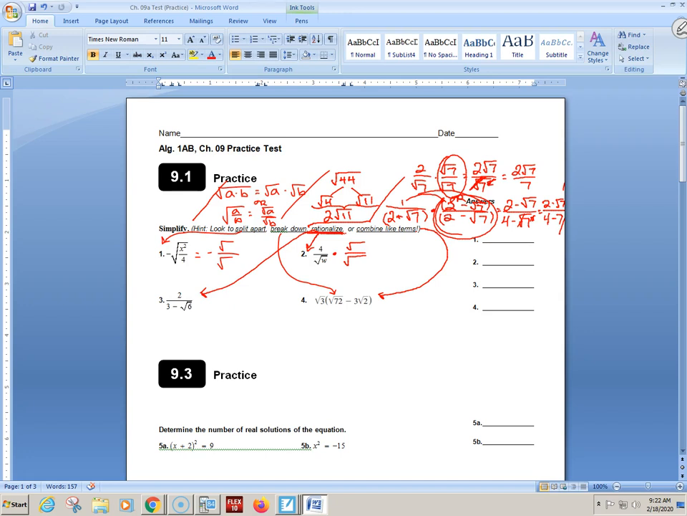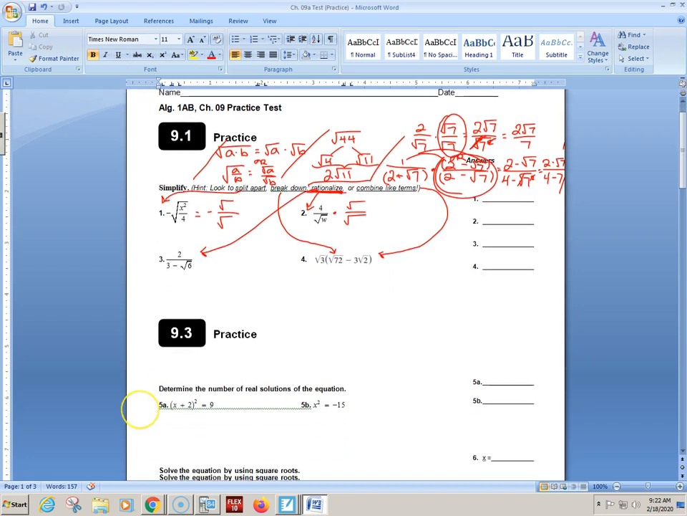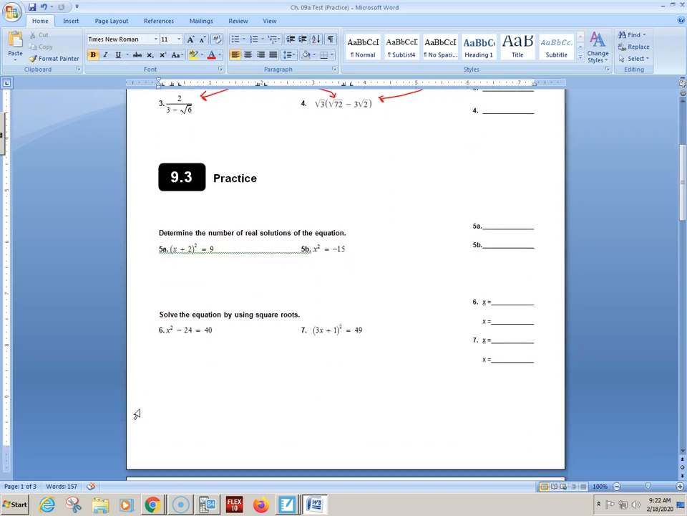I know it got messy, but it's because every single problem kind of needed one or multiple of these little steps up here. 9.1 just said radicals, they get messy. But 9.3, hold on. 9.3 variables came back.